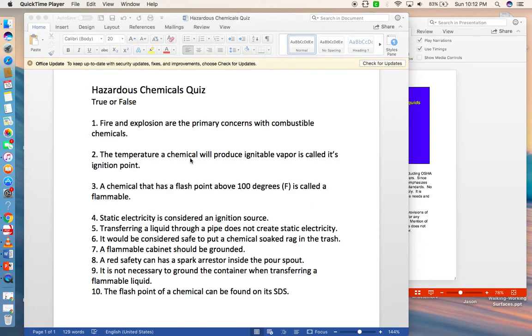Hi guys, our mini lesson today is going to be about hazardous chemicals. We're going to deal primarily with flammable and combustible liquids. I thought you might like to have the quiz up front.